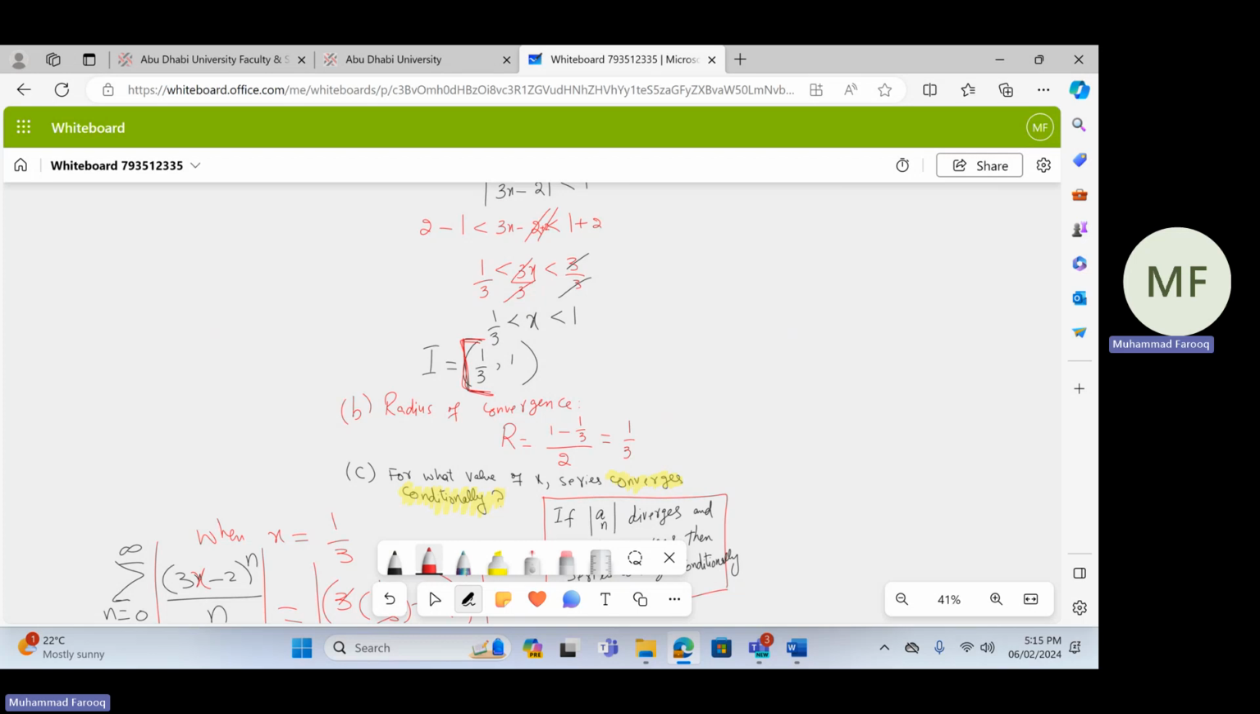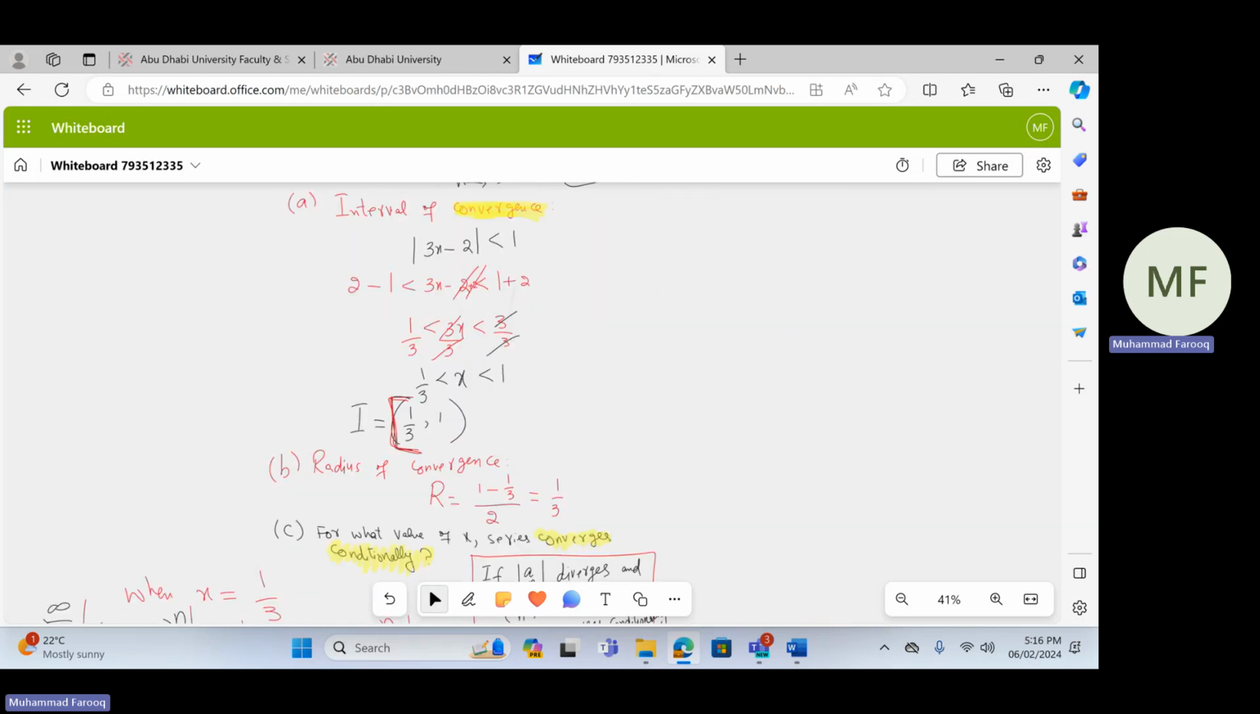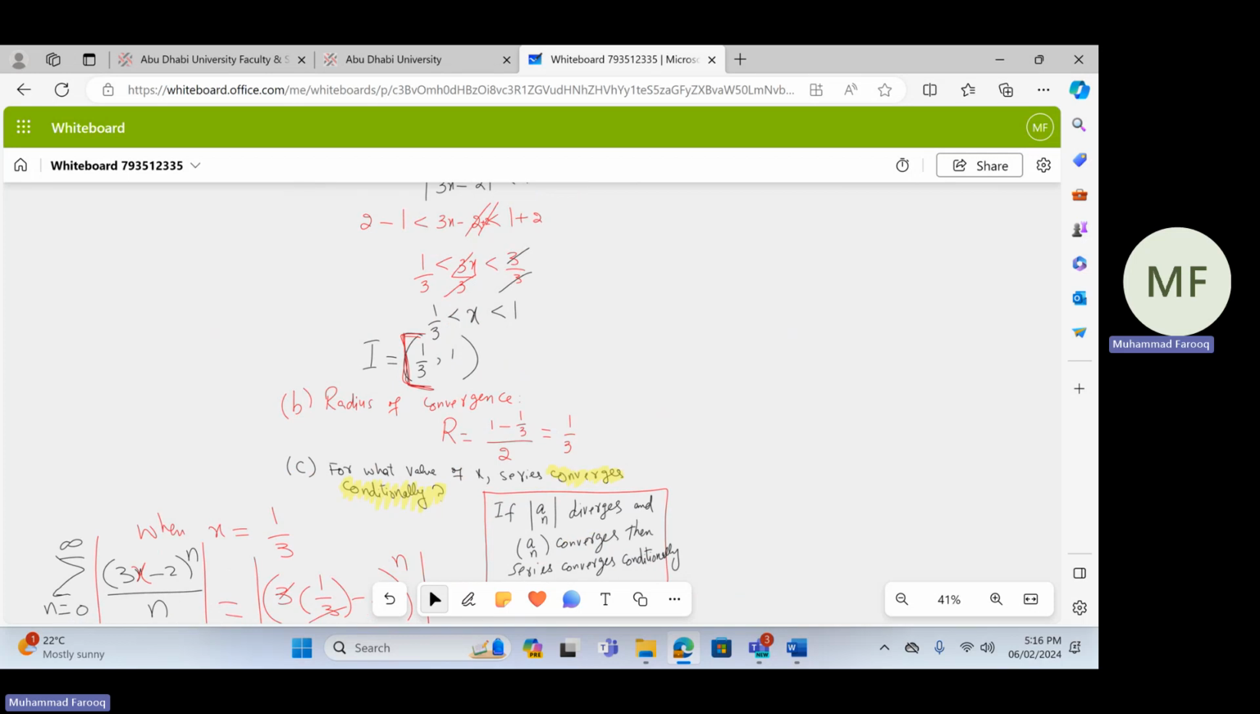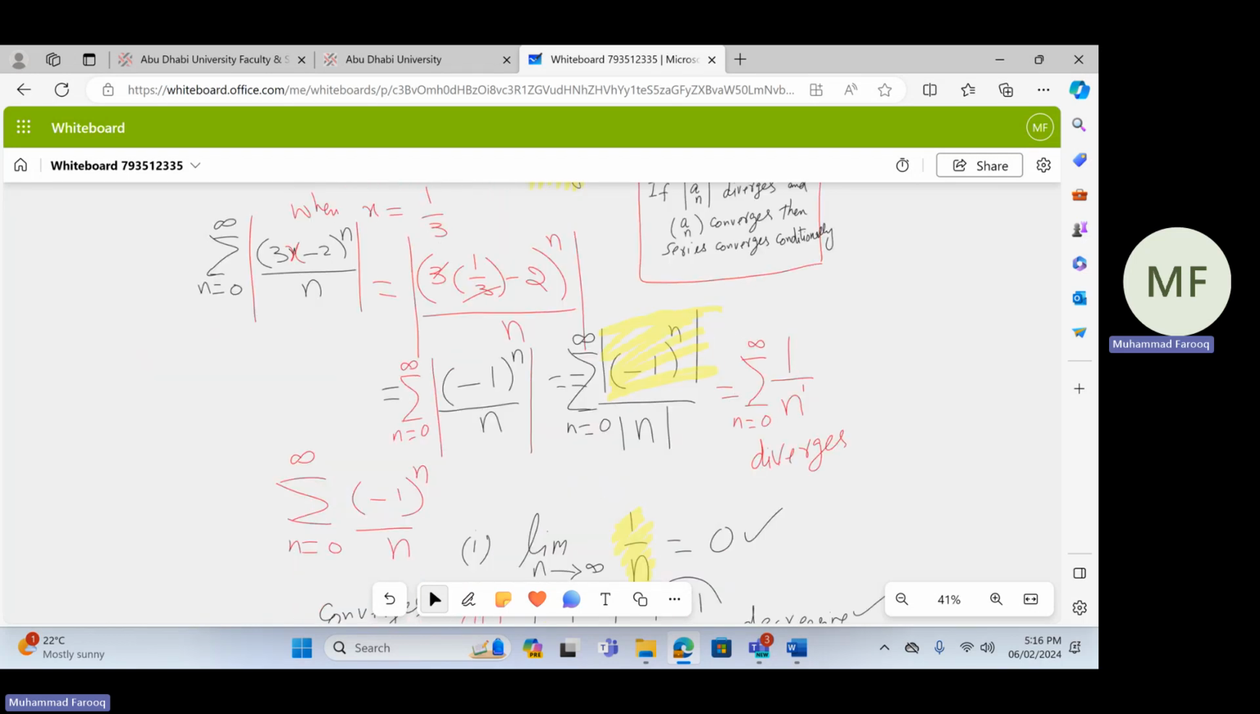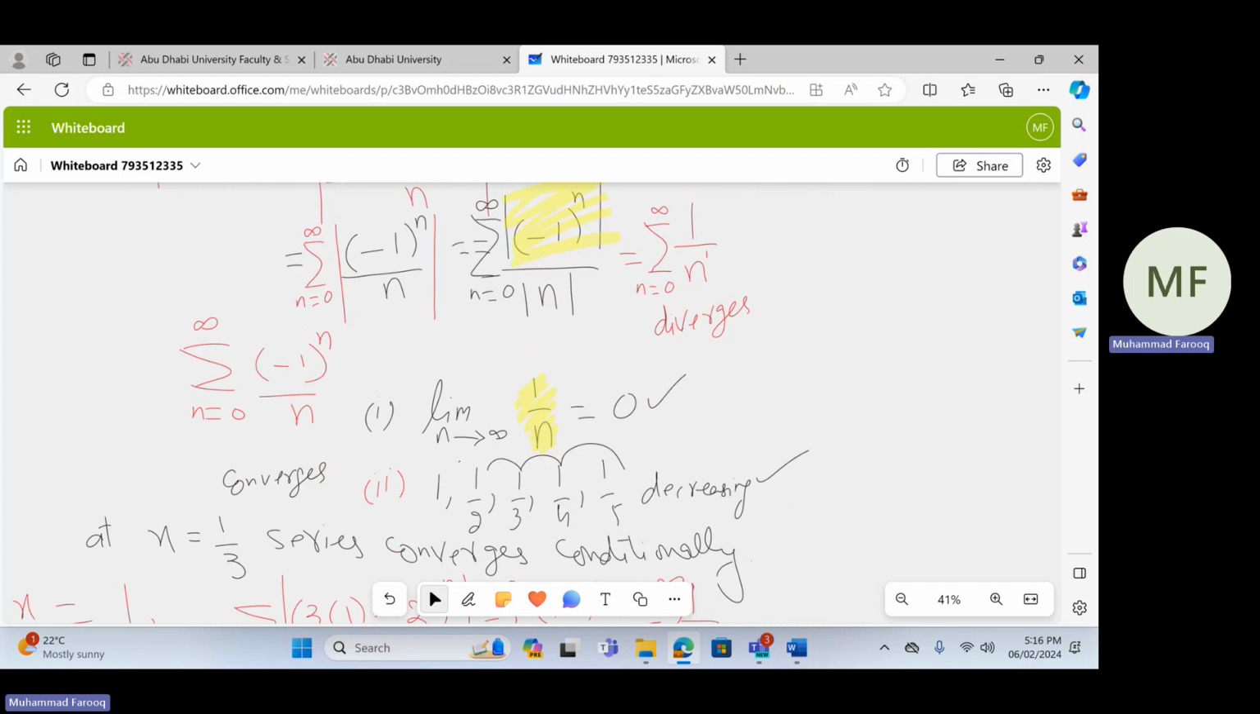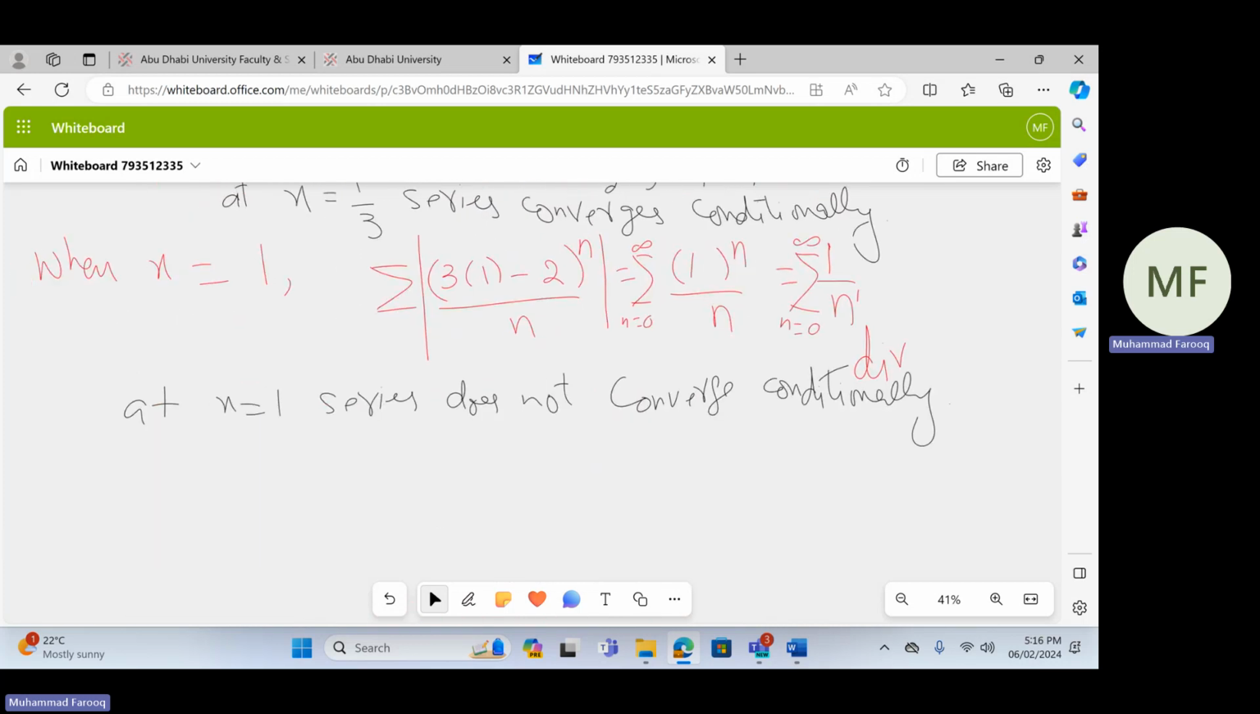You get 6 marks if you get all three parts correct. Look at part A: you get 2 marks. Part B, the radius: 2 marks. And part C, conditional convergence: 2 marks. So 6 marks you got in this question.